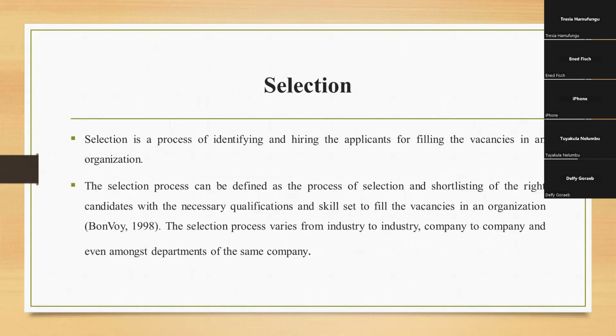Let's move on to selection. Selection is a process of identifying and hiring the applicant for fulfilling the vacancies in an organization.